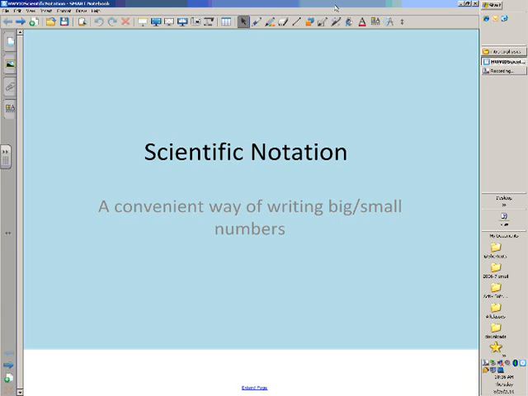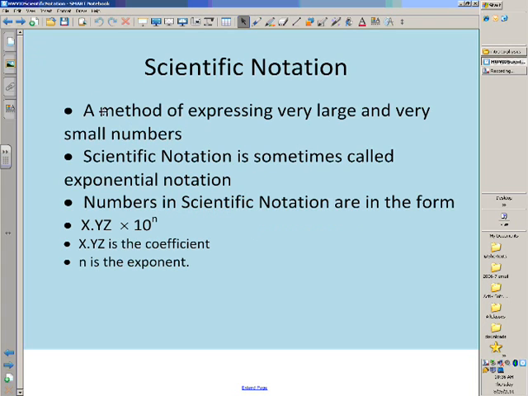All right. Hopefully you've been dealing with scientific notation for a number of years now. I just want to do a quick review, make sure we got some things down, and go forward from there. So, why do we use scientific notation? First, scientific notation is a method of expressing very big or very small numbers, right? Sometimes we call it exponential notation, but we usually refer to it as scientific notation.